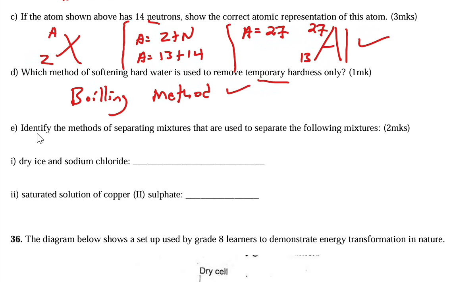Part E. Identify the methods of separating mixtures that are used to separate the following mixtures: dry ice and sodium chloride. So anytime you see dry ice, remember that when you heat it, it changes directly into a gas. So it sublimes, and therefore we need to use the sublimation method. When you hear dry ice, camphor, iodine, ammonium chloride, when heated, they change directly into a gas. So you can use the sublimation method.